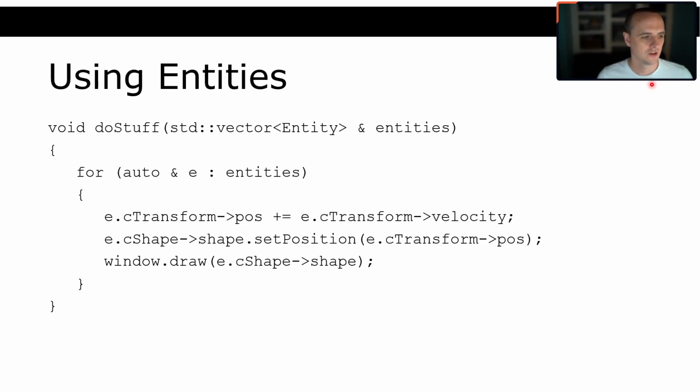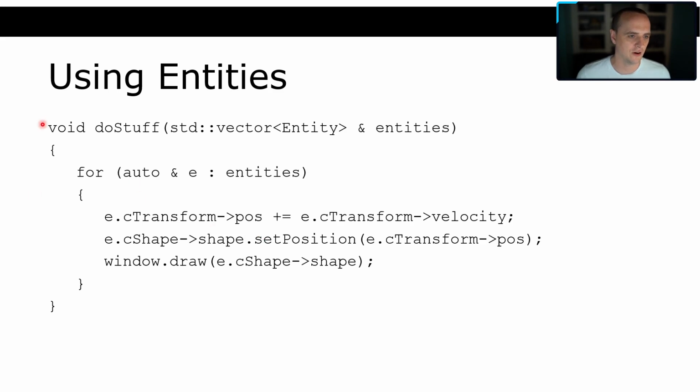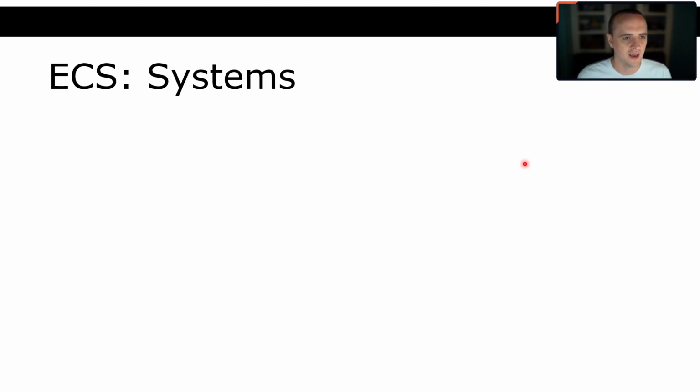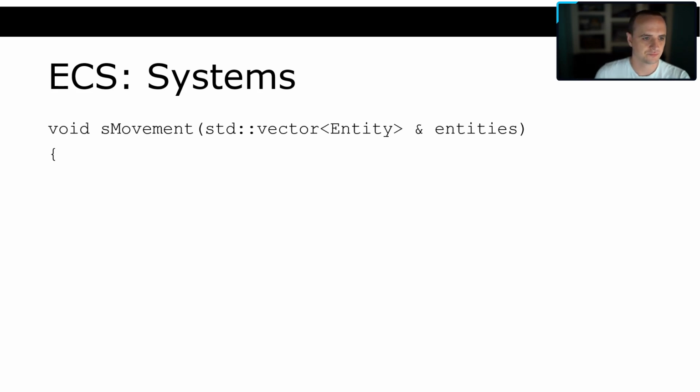Okie doke. So let's look at systems now. This do stuff did a bunch of different things. It updated the positions, it set the positions of the shapes, and then it drew the shapes to the screen, right? Our systems in ECS are going to be really neat and tidy because we are going to separate them by functionality. All right, so let's look at that.